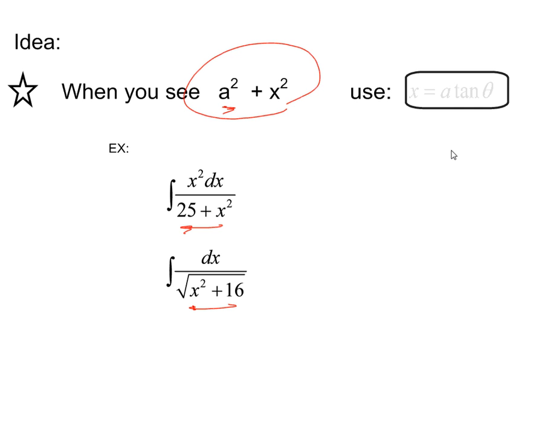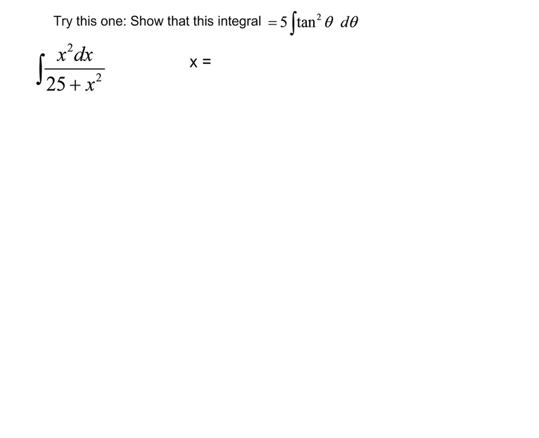What we're going to do is use the substitution x is equal to a, or the square root of that, times the tangent of theta. And again, I want to emphasize, always make sure that you can't integrate it in another way before you approach it using this method. So let's try this one: the integral of x squared dx over 25 plus x squared. Can you actually do a substitution and show that it's equal to 5 times the tangent squared theta d theta?